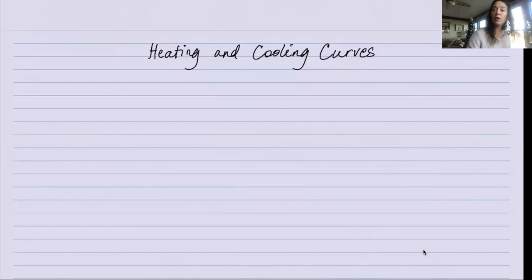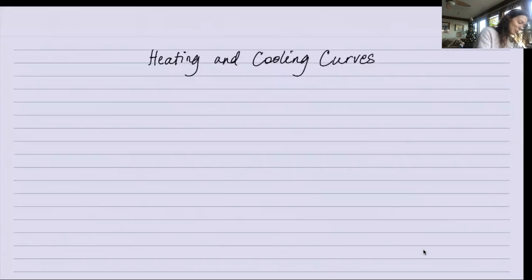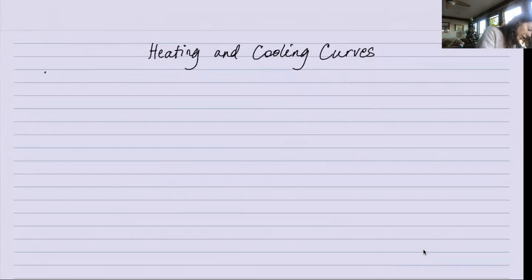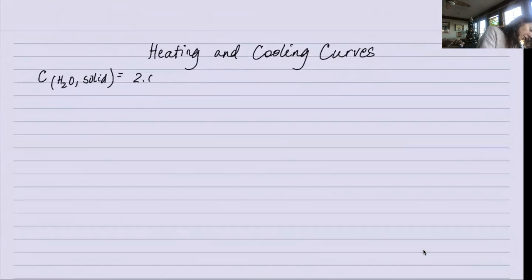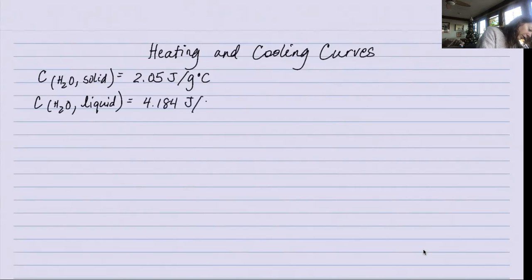Heating and cooling curves. This is to do with phase changes. And we will need to talk about some constants. I have them written down here in case I forget them, but I'm going to rewrite them again. We're going to talk about C, the specific heat of water in its solid form, and I believe that is 2.05 joules per gram degree Celsius. We'll talk about the specific heat of water in its liquid form, which is 4.184 joules per gram degree Celsius.